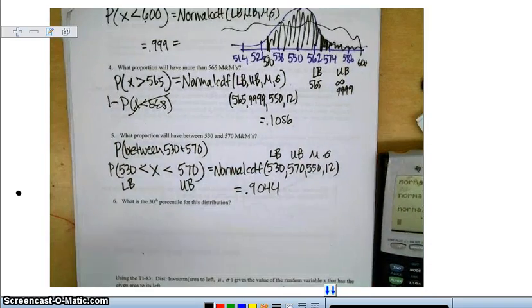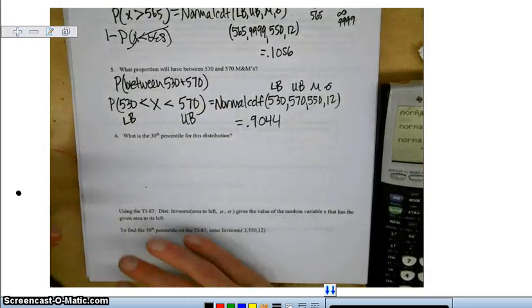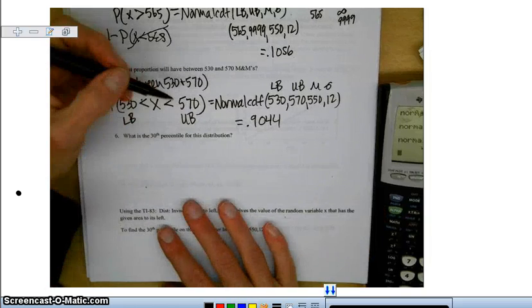All right, so now we're doing backwards. We did these before, like when we had the 90th percentile, the 70th percentile, 75th percentile.